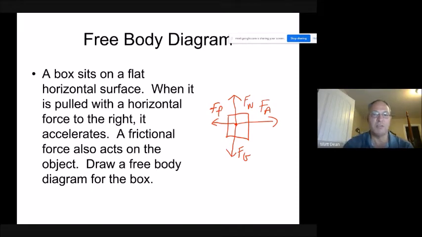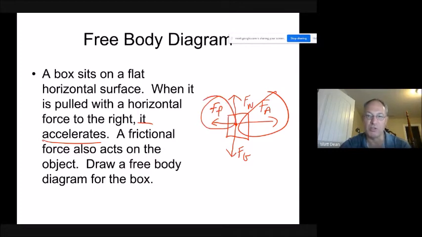Now it tells us that this box accelerates. That means it's got a net force acting on it, which means that this force, the applied force, is bigger in magnitude than the frictional force. So notice I drew my applied force arrow longer than my frictional force arrow. That just lets me know there's a net force to the right acting on this box.